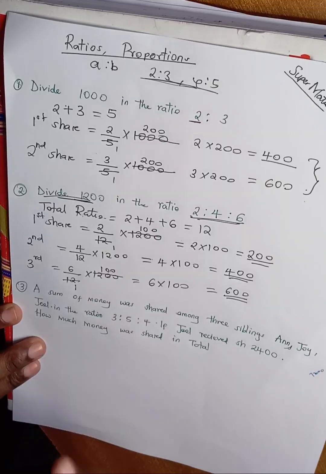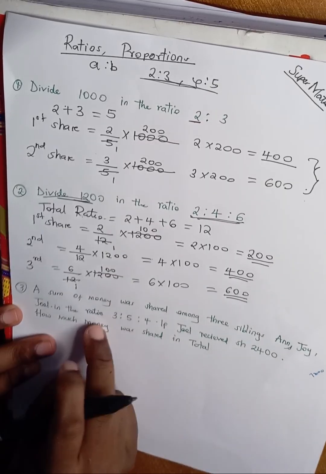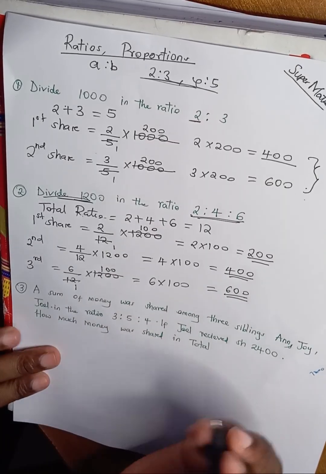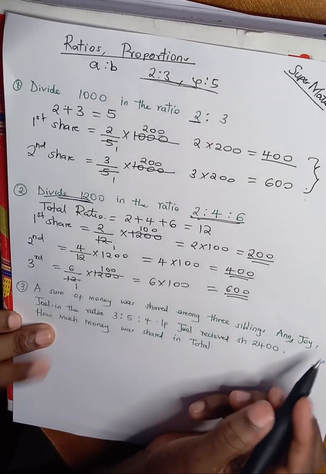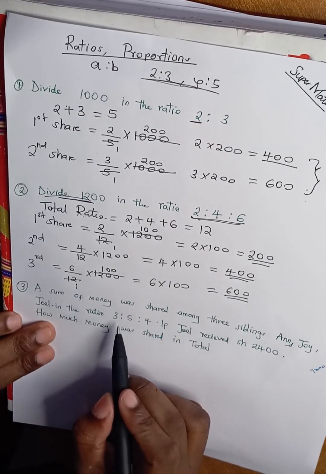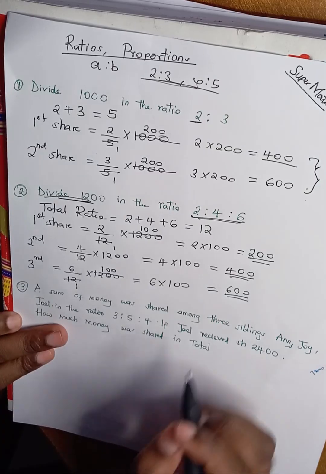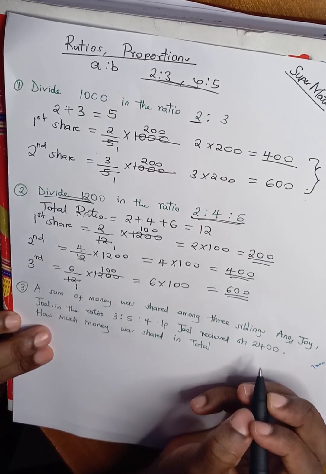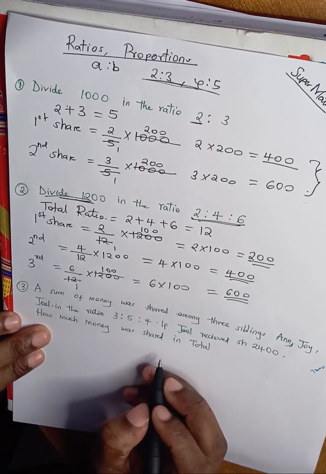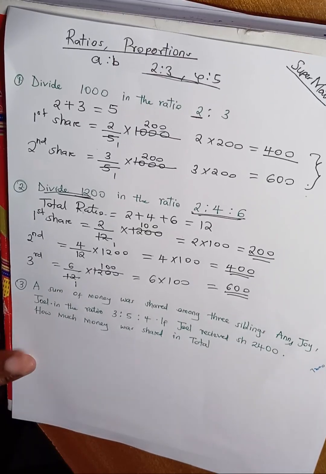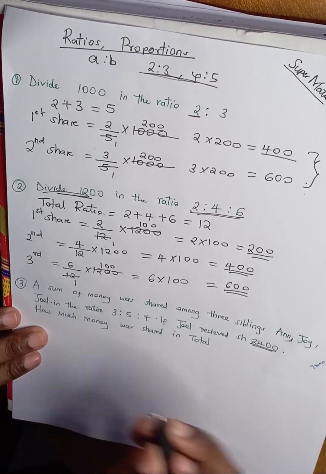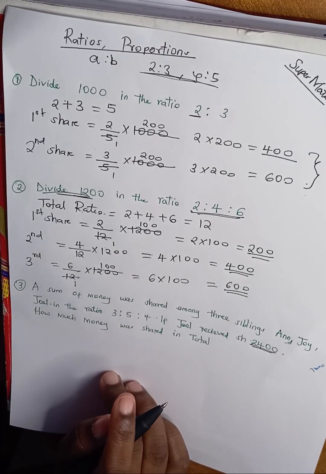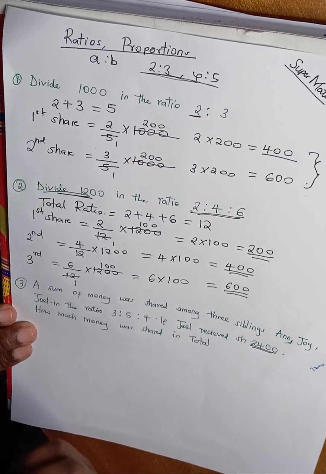We have question 3. It's a word problem, which is the most likely question to be asked in exams. A sum of money was shared among 3 siblings, Anne, Joy, and Joel, in the ratio 3 is to 5 is to 4. If Joel received 2400 shillings, how much money was shared in total? Now, we are given the amount that Joel got, and we have to find the total amount of money that was there before they divided the money, okay?